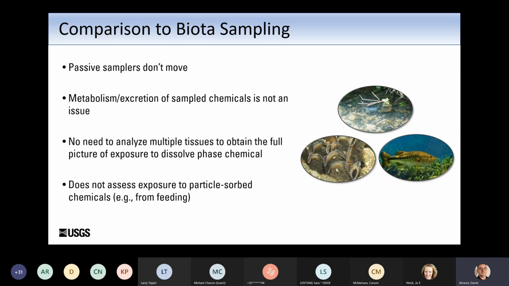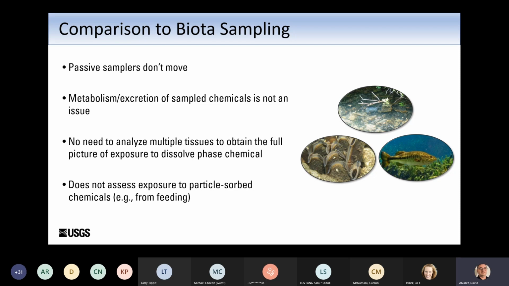Considering the inherent difficulties of capturing some biota, such as fish, and the work required to process and analyze those samples back in the lab, the passive samplers do offer some advantages. One is that the passive samplers don't move, so you're assured of collecting a sample representative of a specific location, as opposed to a fish that you don't know how much in a region it's moving around. Issues of metabolism and excretion of chemicals are not really an issue with these types of samplers. However, depending on the chemical and the type of sampler used, there can be degradation or release of some sample chemicals that occur. And I'll touch on that in the next few slides.